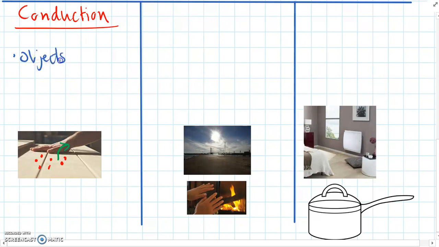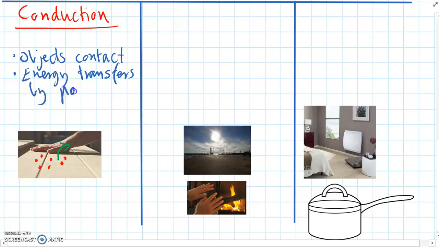So objects contact each other, and energy transfers by the particles bumping into each other and colliding. Think of it as lots of mini dodgem cars. The particles with high energy are moving really fast, and they're bumping into the other particles in your hand that are moving a bit slower, and then they speed up the slower particles. So in other words, the heat gets transferred.